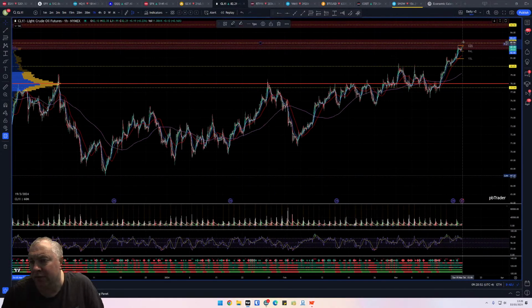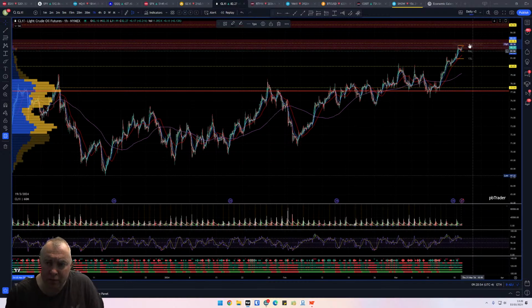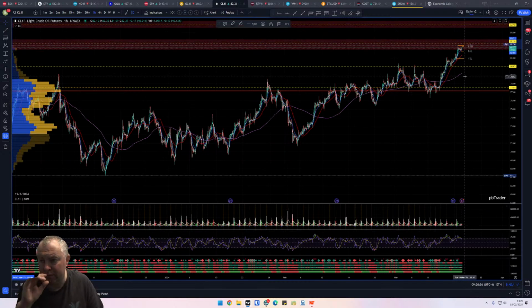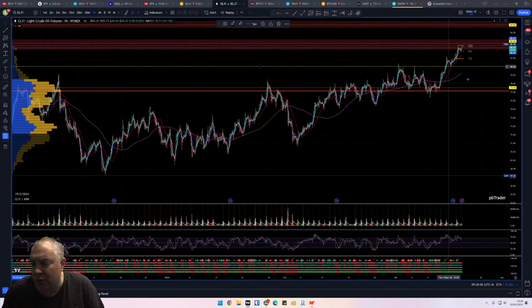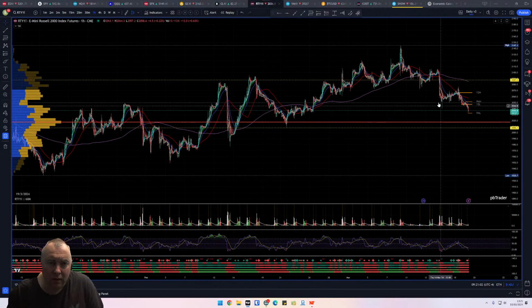But I quite like 82.50, high risk rejection. And if we break through, we've got a target of 84.90. So that's it. All we've got are bounce areas down at 80 and 77.50.